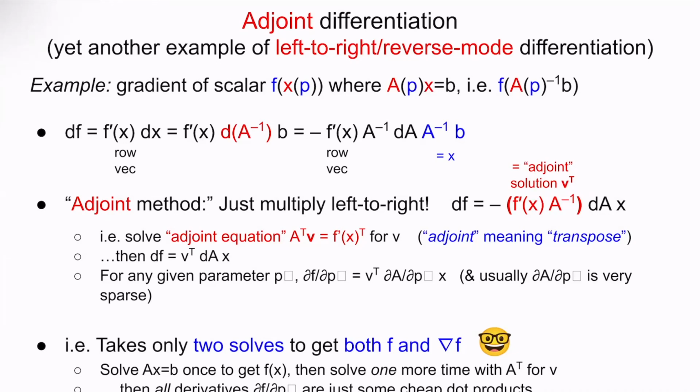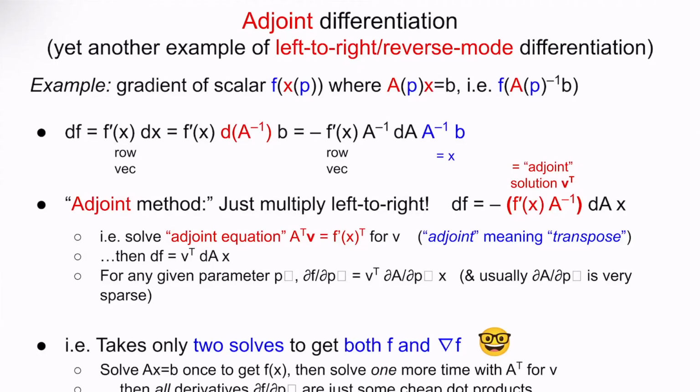So think what you do. You first solve one equation, Ax equals b, to get x, okay? That might be really expensive because this is a big physics simulation. A is a huge matrix, right? But then you solve another equation with the same matrix transposed to get v, okay? And then once you have that, the derivative with respect to any parameter is just v transpose dA x, which means if you have a parameter, this should be a p_k. I don't know, that little box there is a font problem. It should be p sub k.